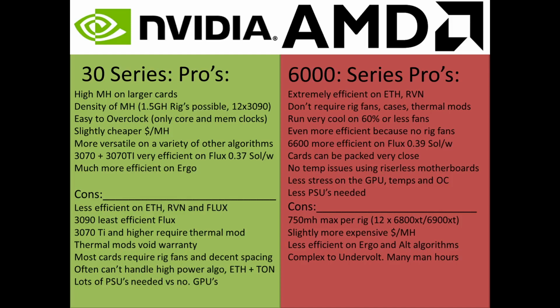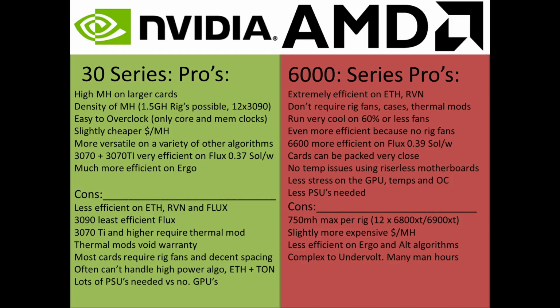And the last point I got there, opposite of the 30 series, is just less PSUs needed. Like, I've got my 6600 rig all on a 750 watt power supply. So that's 8 cards on a 750 watt power supply, getting around 231 mega hash.